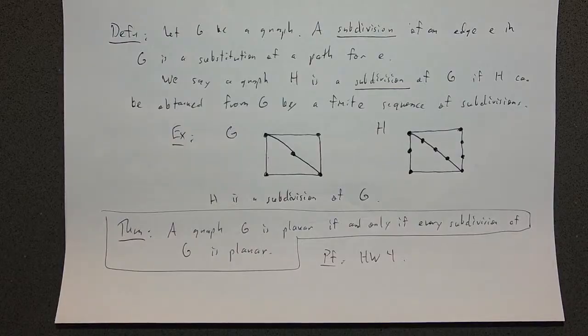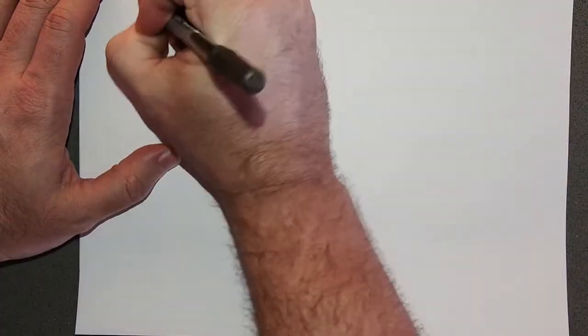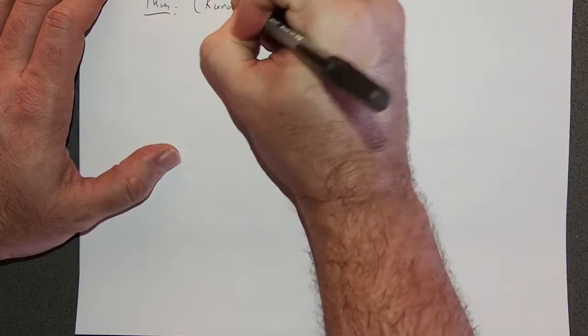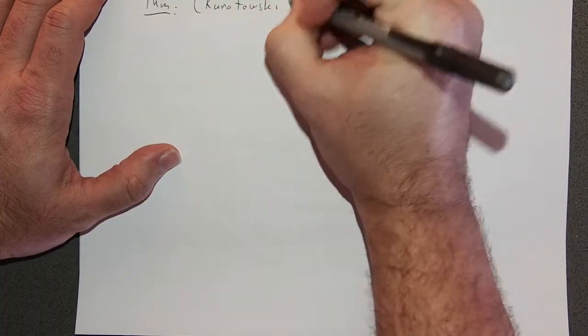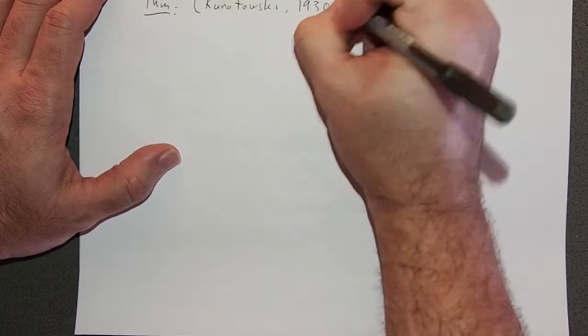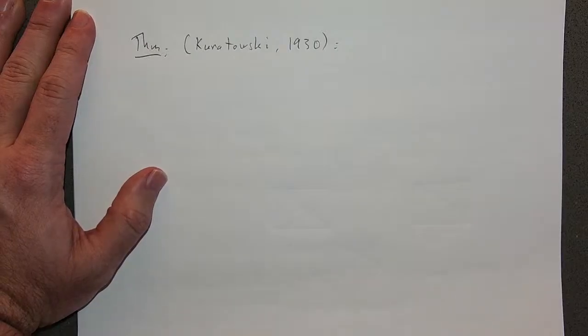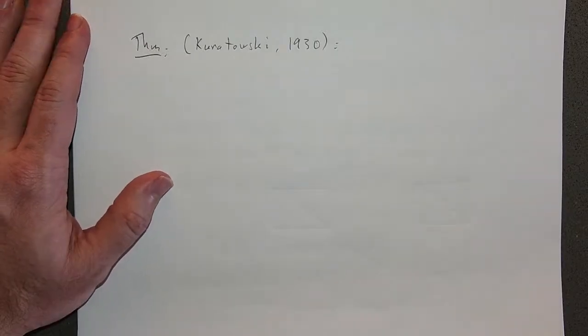So this is related to what I want to say next. But the question of what the obstruction to planarity was an open problem for a while in graph theory, and then it was solved in 1930 by Kuratowski. So there is the following theorem due to Kuratowski in 1930, which says the following, that a graph G is planar if and only if it contains no subdivisions of K3,3 or K5.